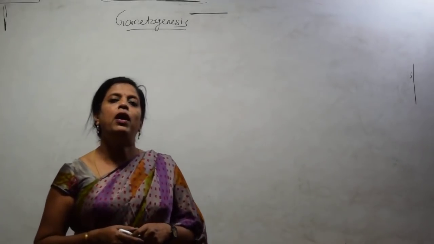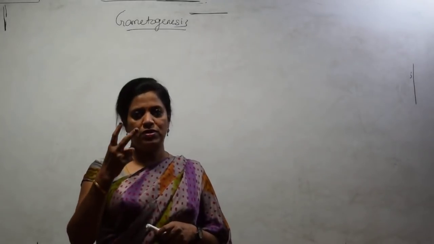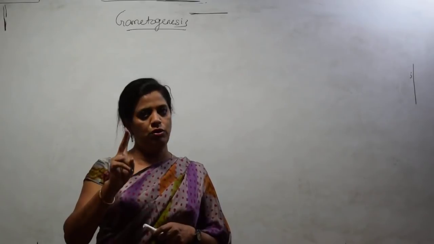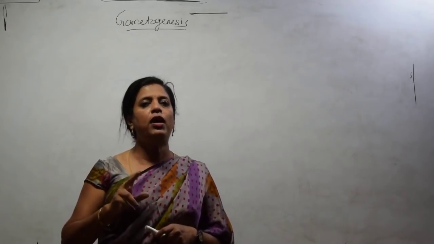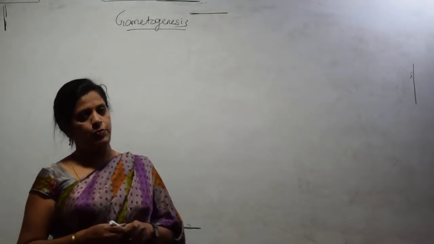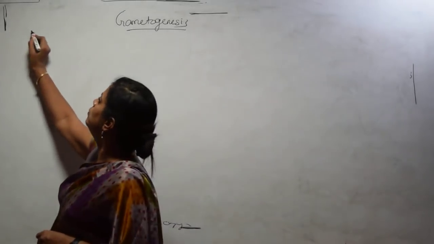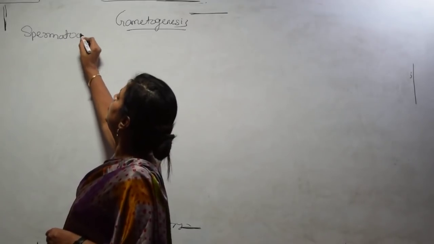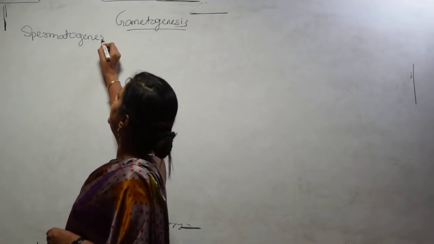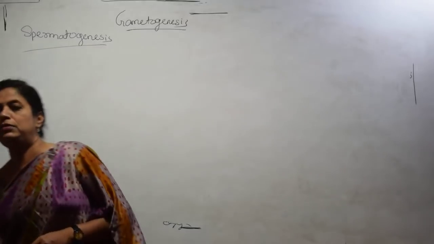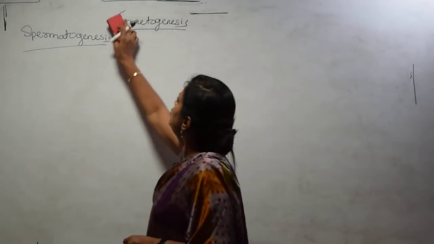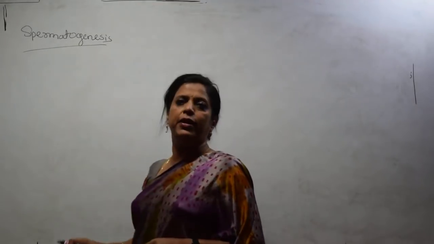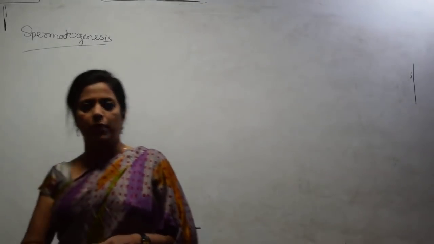Right? So under gametogenesis, we have 2 subheadings. First is spermatogenesis, another one is oogenesis. So I am going to start with the first part, that is spermatogenesis. We are going to talk about the formation of gametes in men. This is the major one to understand. So it comes under gametogenesis. Let us not bother about other things. Let us directly start with the process of spermatogenesis.